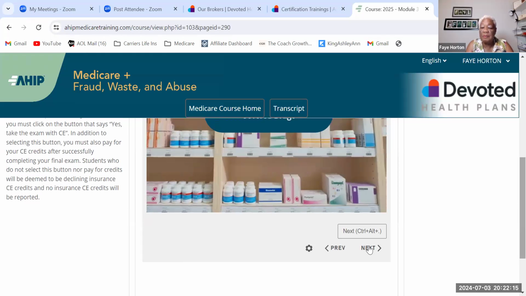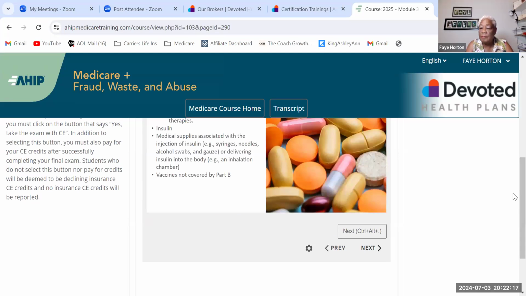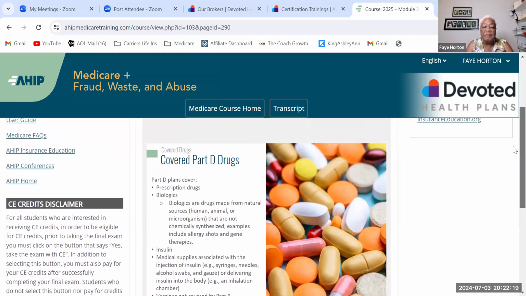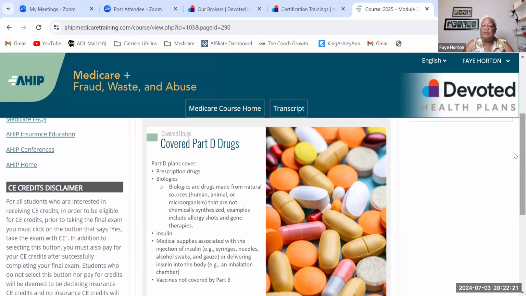Covered drugs. Part D plans cover prescription drugs, biologics. Biologics are drugs made from natural sources, human, animal, or microorganism that are not chemically synthesized. Examples include allergy shots and gene therapies.